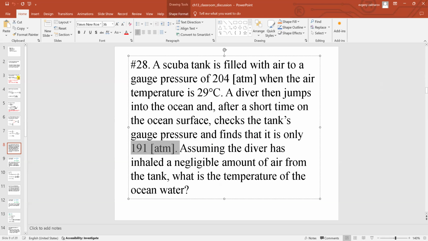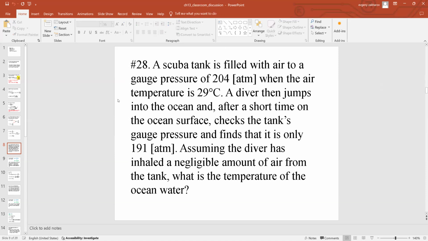So, yeah, the diver has inhaled some of the air, but it was not so much of a change, so you can ignore that change. And what's the temperature of the ocean water? So see how it's easy to say how hot the ocean is just by looking at the change in pressure in a scuba tank that you charge with air on the surface. And then once you dive in, you can tell how hot or cold the water is.